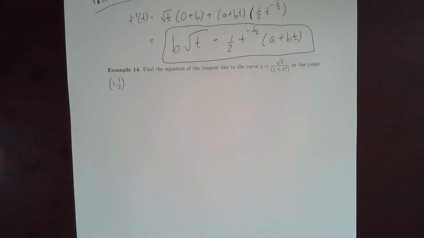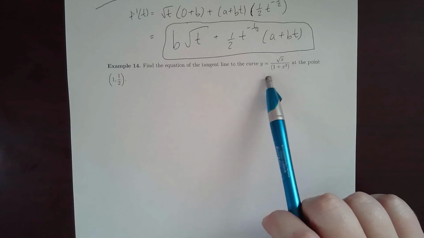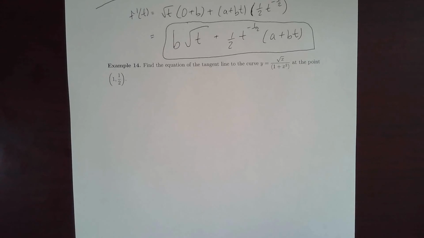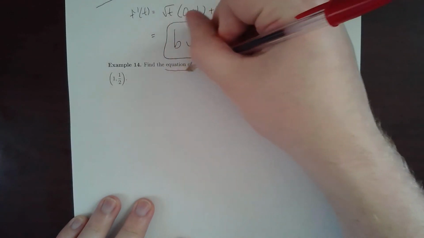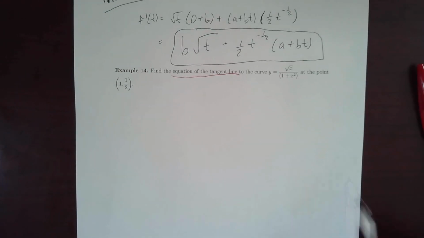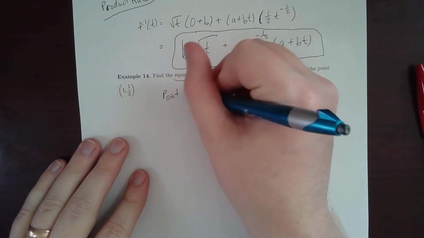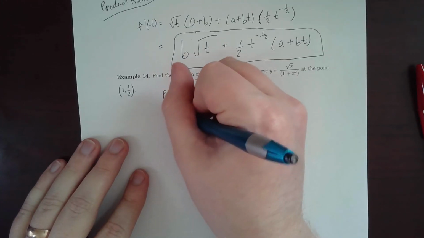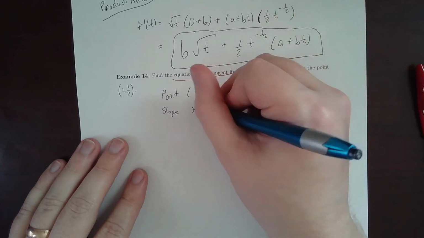All right. One last example. Say we wanted to find the equation of the tangent line to this curve, y equals the square root of x over 1 plus x squared at the point 1, 1/2. So again, to find the equation of the tangent line, since we want to get it as y equals mx plus b, we just need our point, which is 1, 1/2, and we need our slope, which will come from y prime of 1.